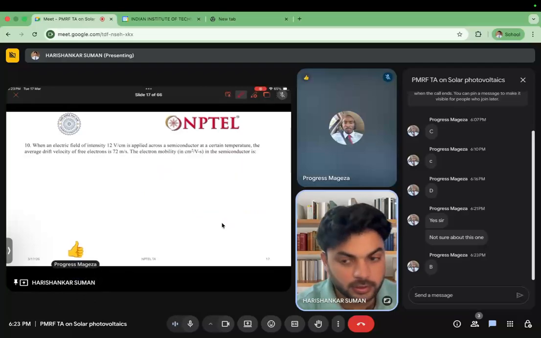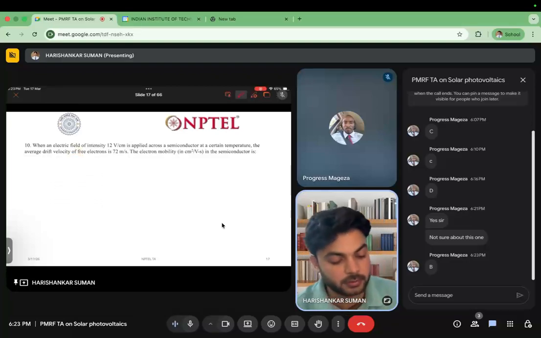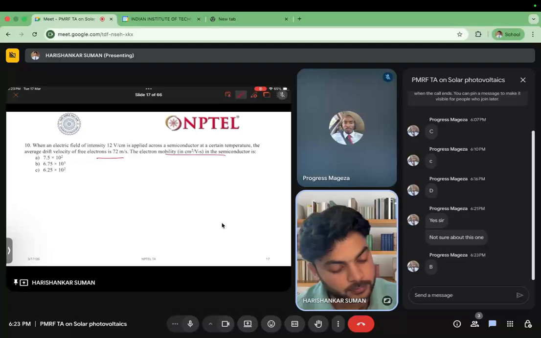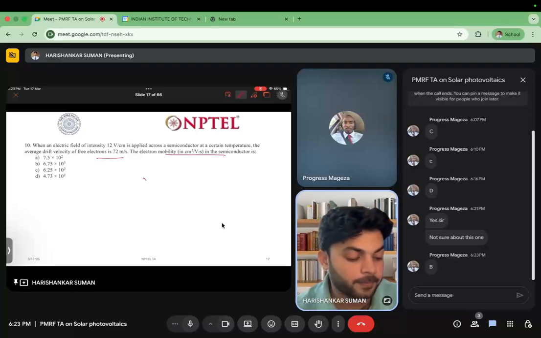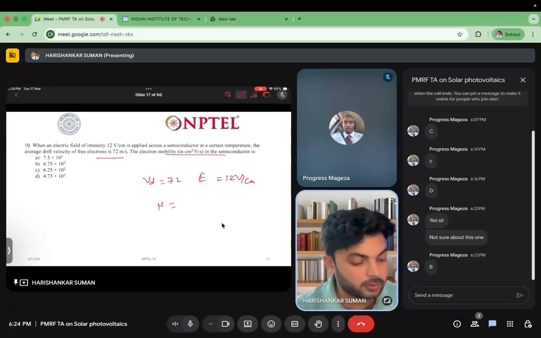Next question: when an electric field of 12 volt per centimeter is applied across the semiconductor at a certain temperature, the average drift velocity of the electron is given. Vd is given as 72, and the electric field is also given. What is the formula of mobility in terms of Vd and E?